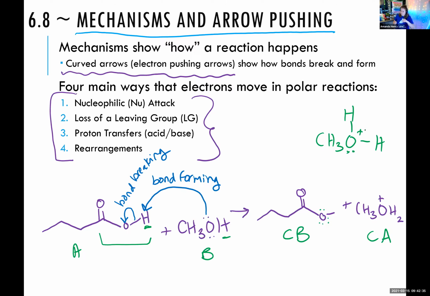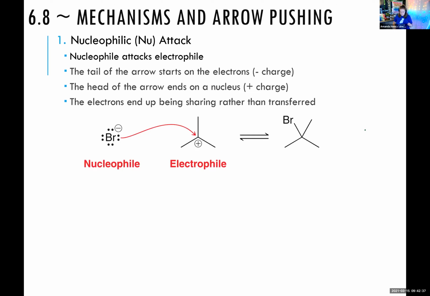All right, we're going to go through these four things. First is nucleophilic attack. So it sounds kind of brutal. We use the word attack, but a nucleophile attacks an electrophile. So another way to say it is that a nucleophile is bonding to an electrophile. I think we use the word attack in this case because we're using the electrons from the nucleophile to make that bond. So here's a description of how the arrow looks.